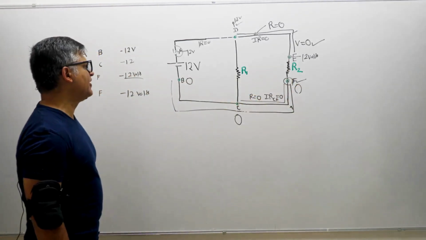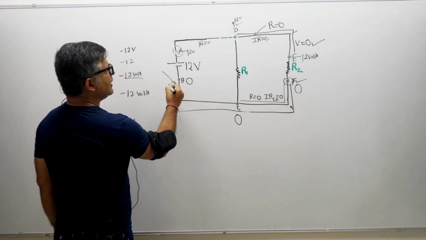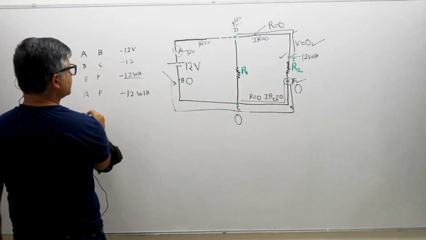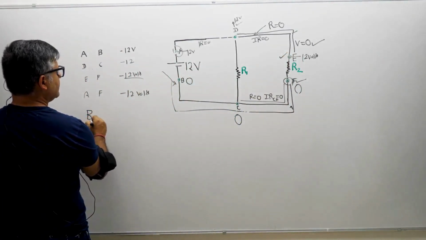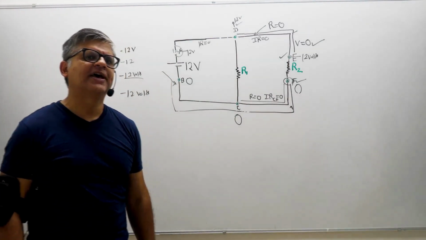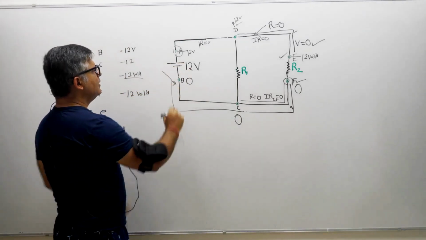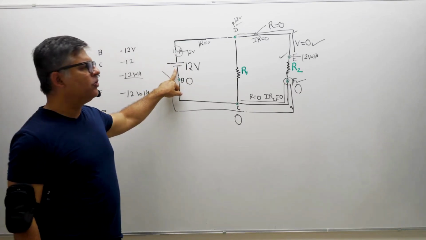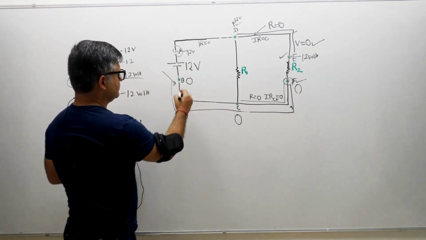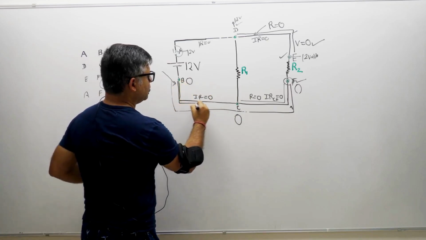Let's consider two more points: the point B and the point E. I have to find the potential drop across B and E. How do you do this? B, as you know, is connected to the negative terminal, which is generally considered to be zero. So this is B. Start moving from here. No drop. IR is equal to zero from here to here.